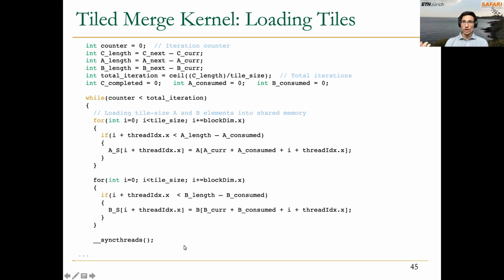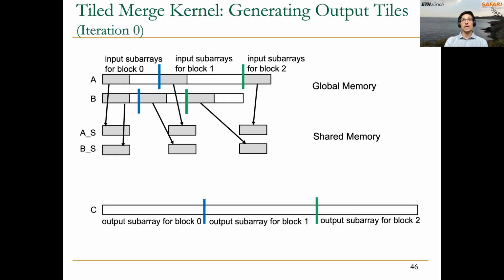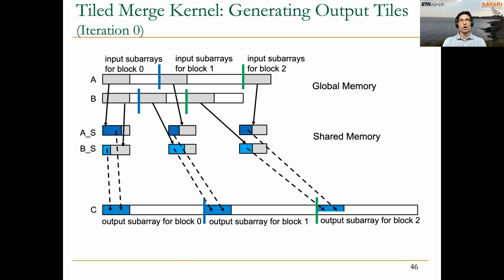After that, we start generating the output tile based on the values that we already have in shared memory coming from lists A and B. So, for example, in the case of block 0, threads are going to consume all this range of elements from tile AS, these ones from tile BS, and write them to the output. And this is for block 1, and this is for block 2.